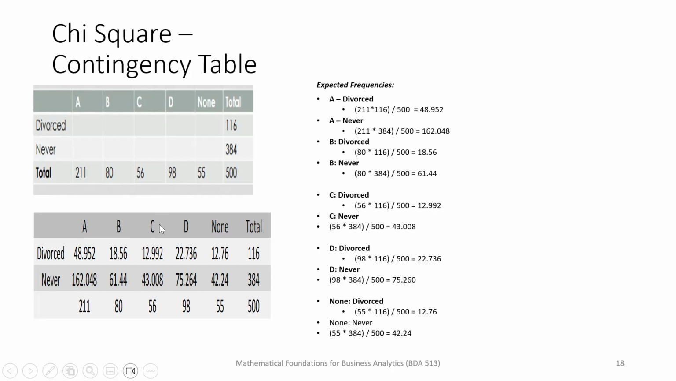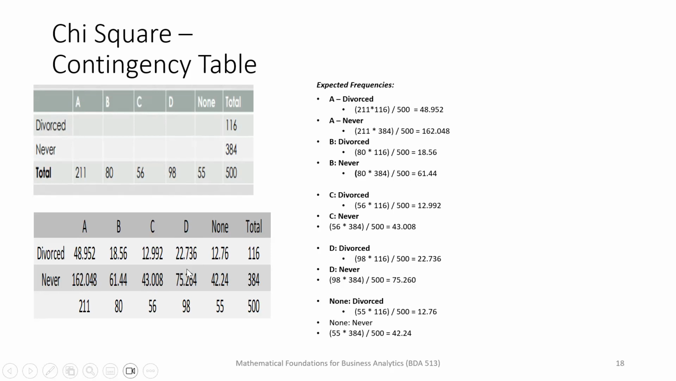Let's come to category C. So for category C, the total for the columns is 56, and then the total for the rows are 116 and then 384. Grand total remains the same. If we want to check for C divorced, then it is 56 times 116 divided by 500. C never is 56 times 384 divided by 500. That also gives us 12.9948 for never. So we do the same for category D.